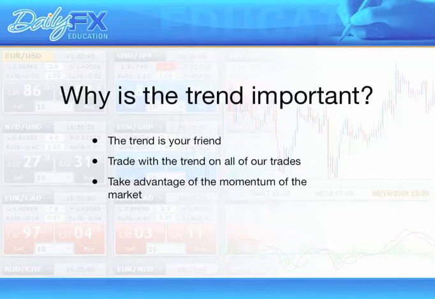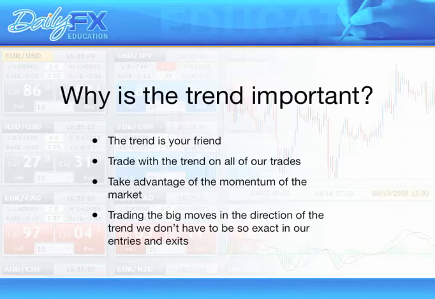Trading in the direction of the trend is like running with the wind to your back. It seems easier because you tend to arrive at the destination quicker than anticipated. Also, by trading the big moves in the direction of the trend and not the smaller moves against the trend, we don't have to be as exact in our entries and exits. So there's also room for error when trading with the trend, something that we need in our trading approach.